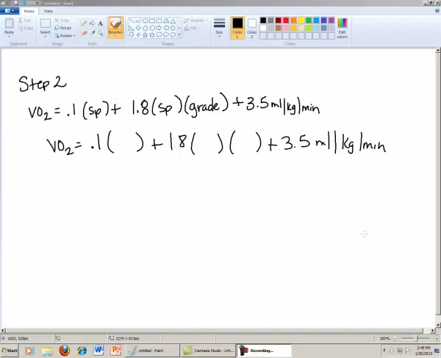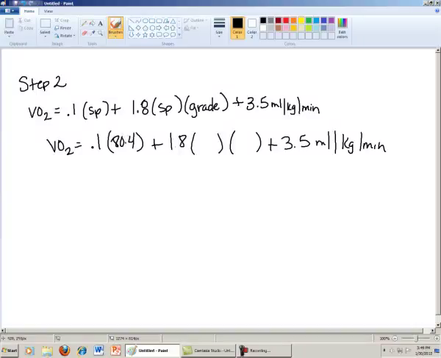Now that's your resting component. 3.5 is your resting VO2 in milliliters per kilogram per minute. Now we're going to plug in the numbers that we know. 0.1 times speed, which was 80.4, which we figured out earlier. And then we're also going to plug it in again right here for speed. And then we have a grade.